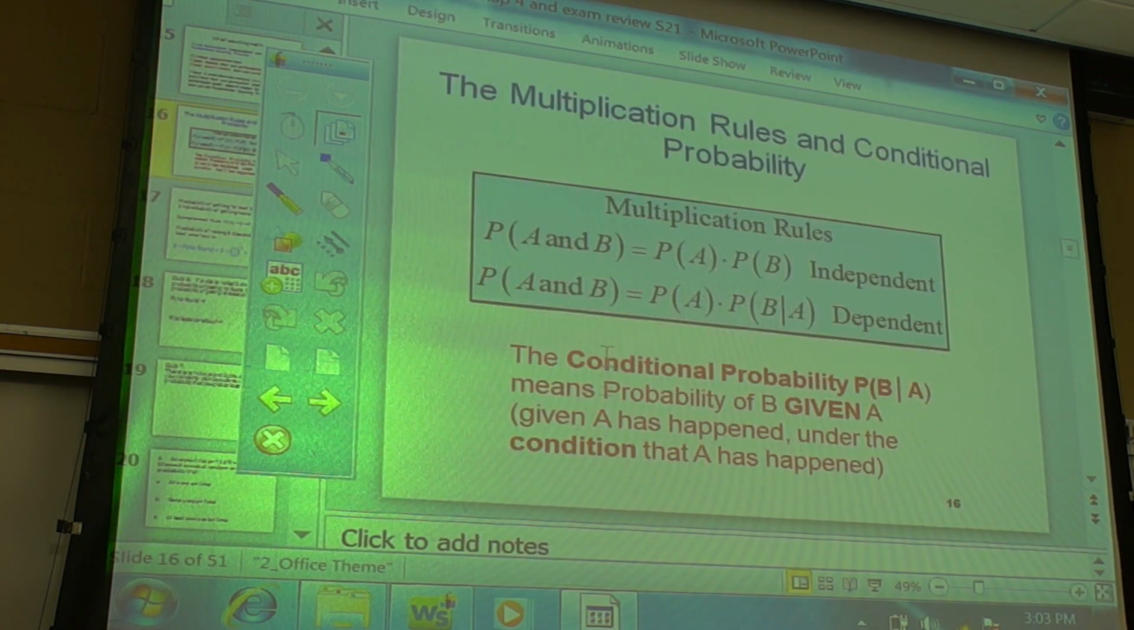All right, so now we're going to shift in. We covered the first 5 on your quiz, correct? Yes? Okay. Good. And now we're going to talk again about the multiplication rules.